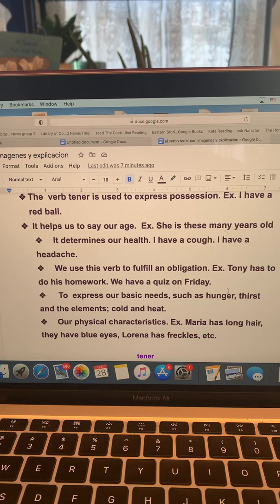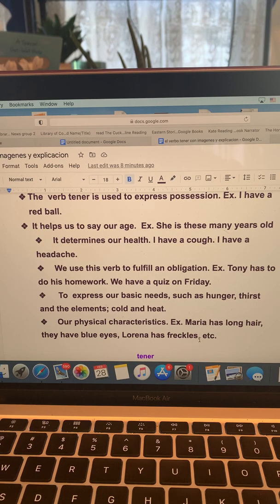It also helps us with our physical characteristics, such as Maria has long hair, or they have blue eyes or black eyes. Look at the sentence. Lorena, this is another example. Lorena has freckles, etc.